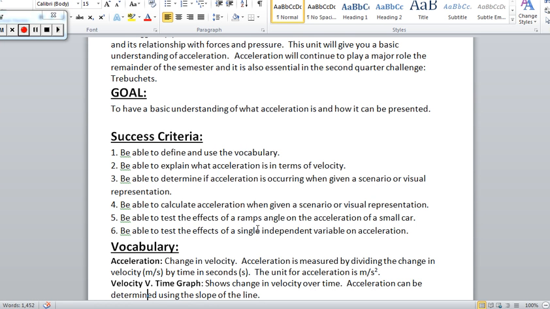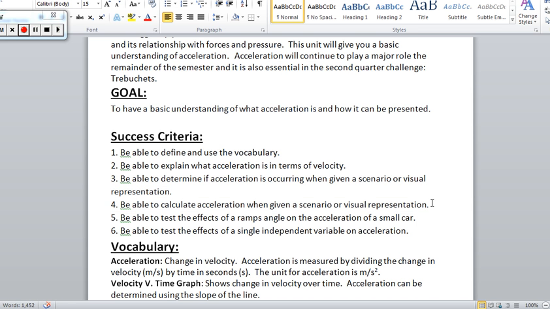In this one, I'm going to be covering mostly the actual visual representation of acceleration. So be able to determine if acceleration is occurring when given a scenario or visual representation. There's a couple ways to visually represent acceleration. There's the graph, where you have either a distance time graph, velocity time graph, or actually an acceleration time graph. You can use any one of those three graphs to visually represent acceleration and figure out if it's happening or not.